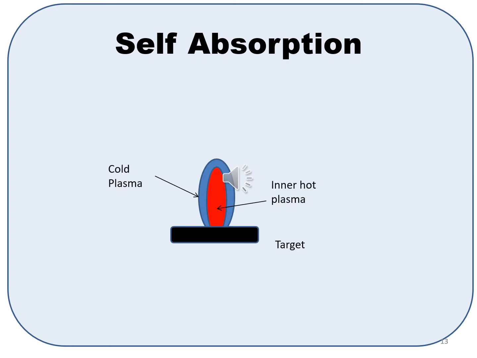Now the problem which I really would like to address today is the self-absorption problem. And why does it happen? Because when the laser strikes the target, the plasma plume will emerge from the target, and the inner plasma is very hot, then the outer plasma becomes cold, and this cold plasma can reabsorb the emission from the inner hot plasma.